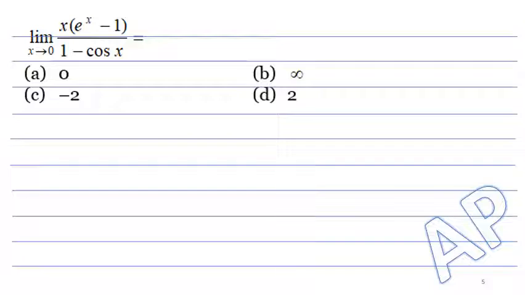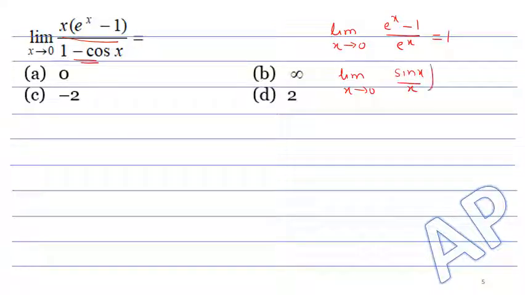Evaluate limit as x tends to 0 of x into e to the power of x minus 1 by 1 minus cos x. Let me mention few standard limits so that we can use the same here in solving the given problem. So limit as x tends to 0 of e to the power of x minus 1 by x is equal to 1, and limit as x tends to 0 of sin x by x or x by sin x, both are same, which is equal to 1 here.